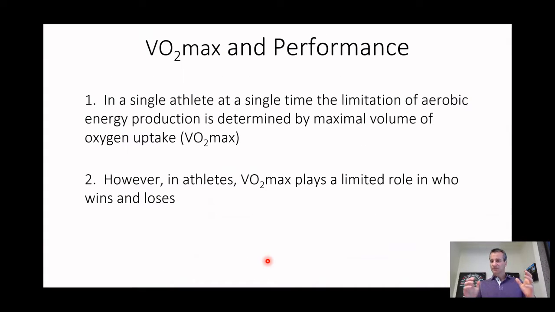All right, so we start with the first component of endurance, and that's VO2 max. VO2 max is the maximum volume of oxygen that can be used to produce energy, in a single athlete at a single time. The limit of your ability to produce energy aerobically is this number, your VO2 max. But really, it's an ante. Yes, you need to have a certain VO2 max to get into the game, to be involved in this. But it's not going to be the primary determinant of who's going to win and who's going to lose.